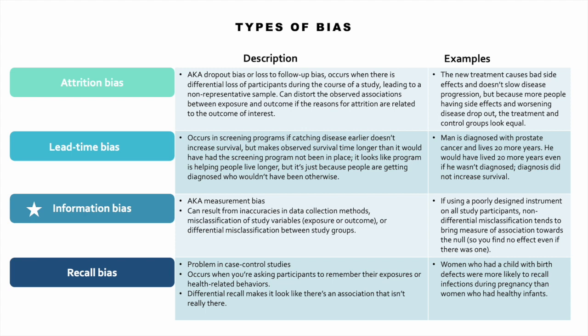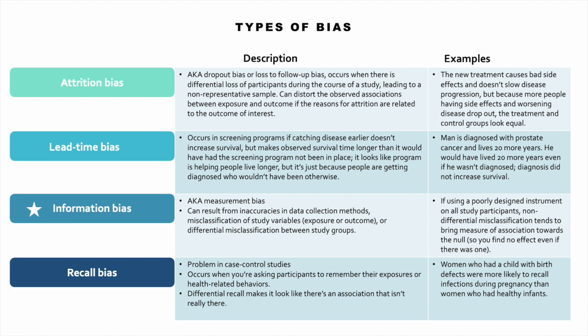For example, if the new treatment has bad side effects and it doesn't slow disease progression, and more people in the treatment group having the side effects and worsening disease drop out of the study, that could make the treatment and control groups look equal when they're really not. Lead time bias can occur if catching the disease earlier doesn't result in a longer survival.